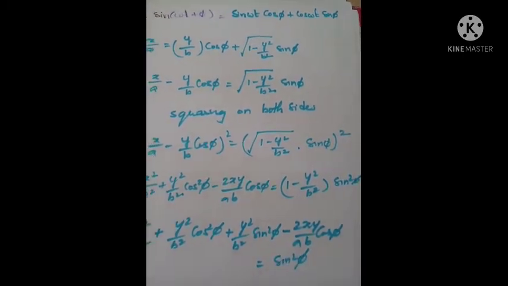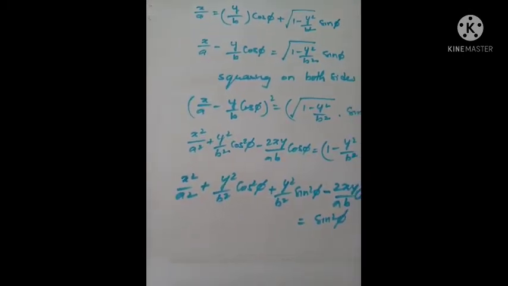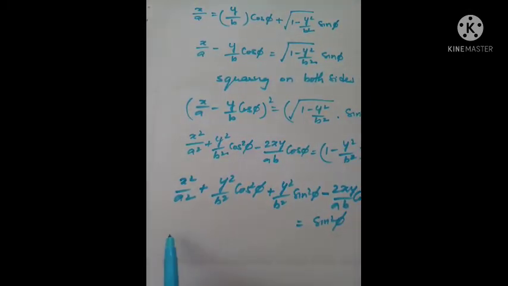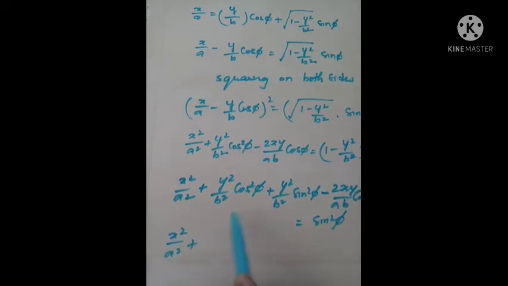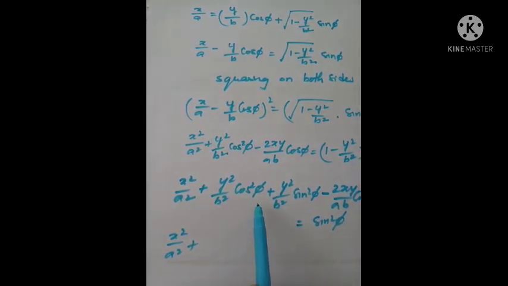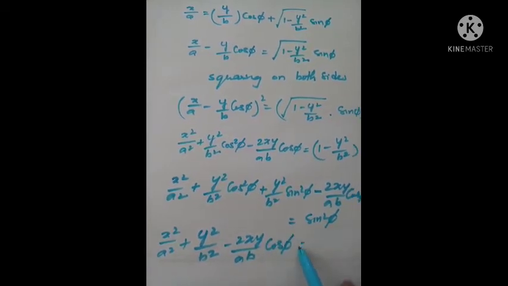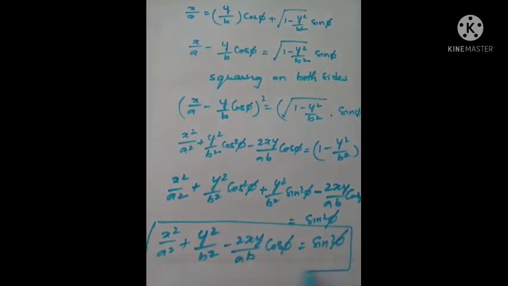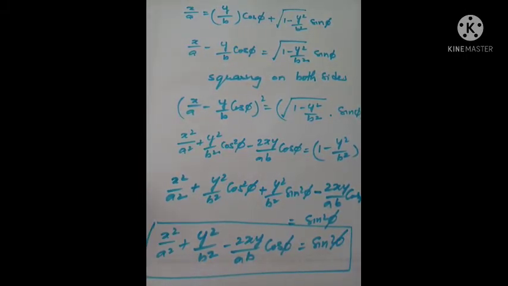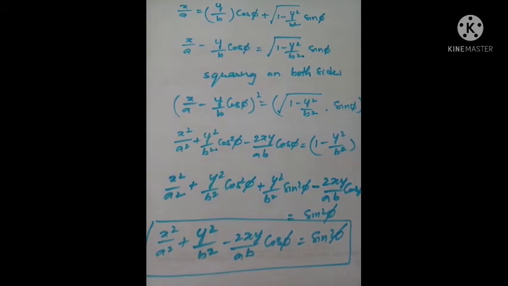Finally, we get x square by a square plus, taking y square by b square common, sine square pi plus cos square pi equal to 1. Then we have only y square by b square minus 2xy by ab cos pi equal to sine square pi. So this is the resultant equation which represents an oblique ellipse.